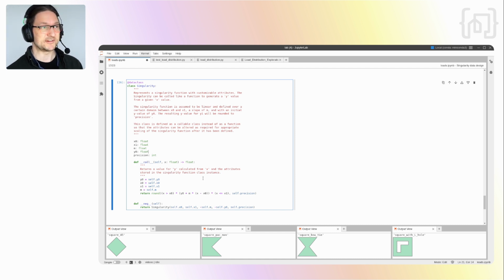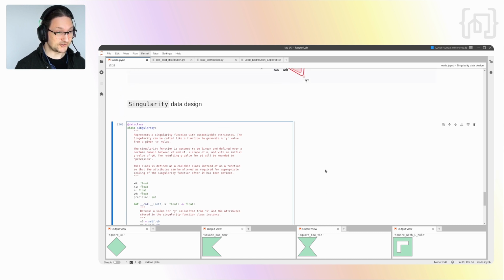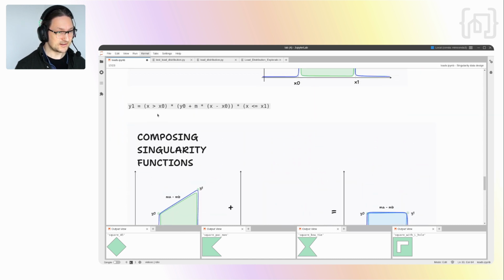Because we're describing this as a singularity function, I thought it would be very expressive to make this a callable class. So I can instantiate a singularity instance and then call it like it's a function. In a sense, I'm preloading the function with all of my data about x0, x1, the slope, y0, and then I can pass it x values, and it will kick out y values for me. So, what did I do here? I'm saying I want to return the value of this expression here.